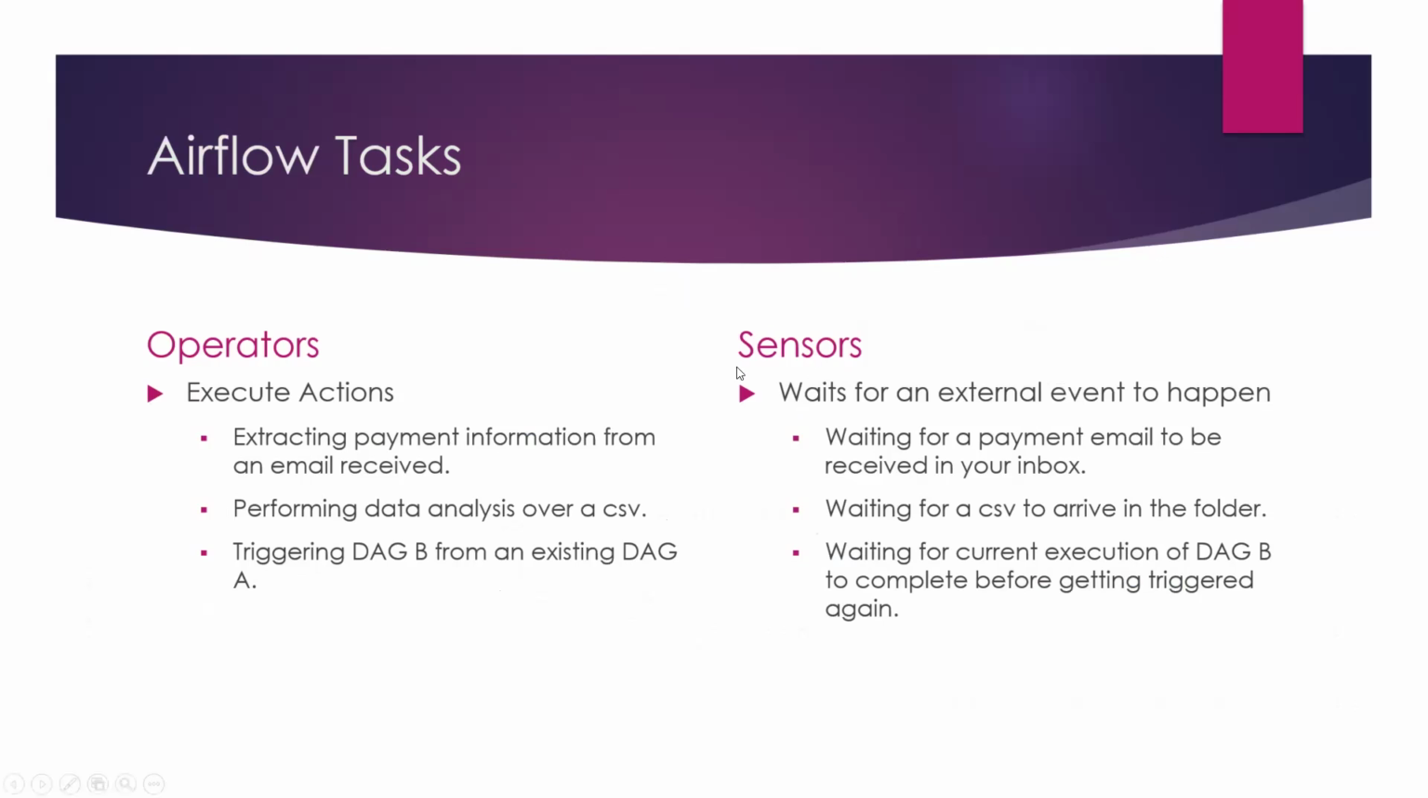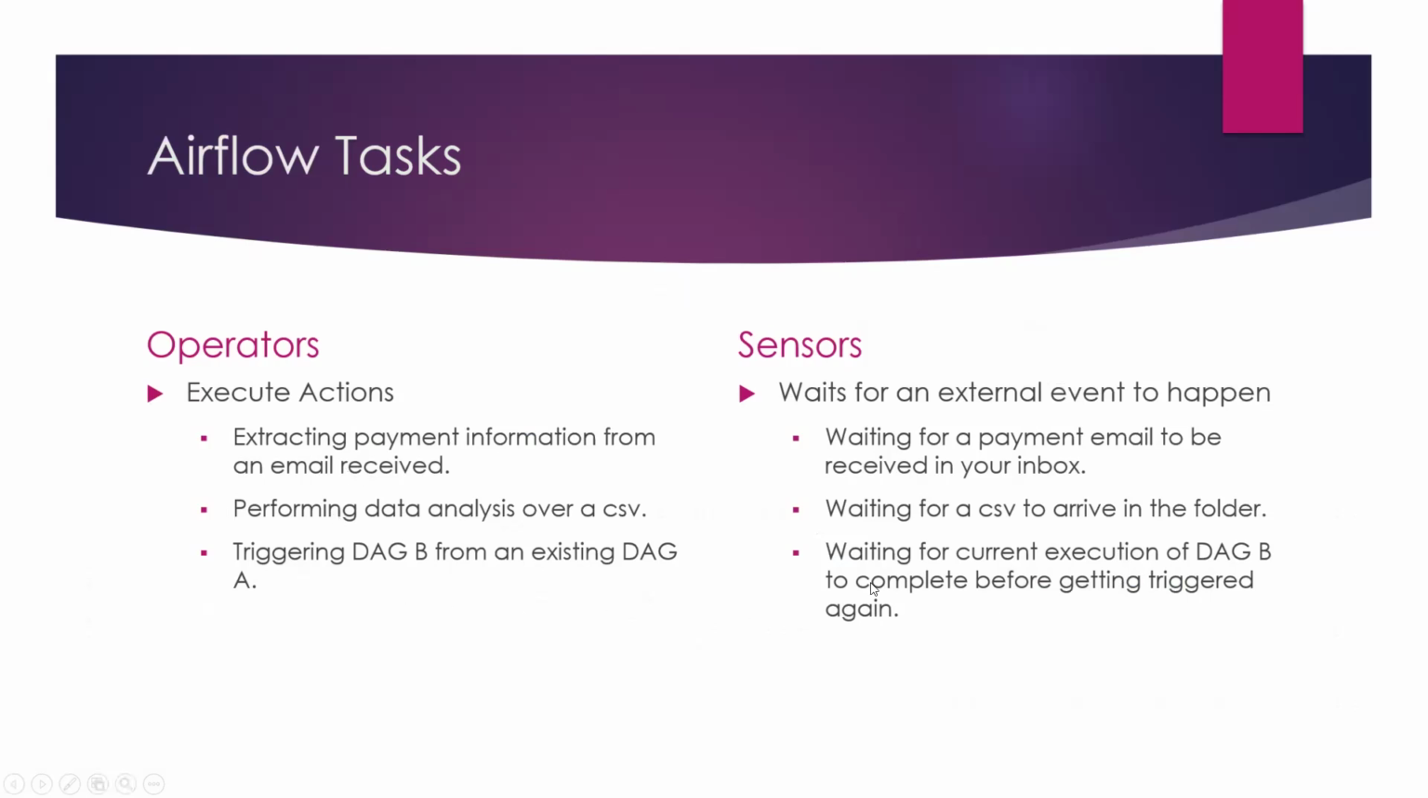So the sensors will help us to monitor the state of DAG B. Once it is completed, it will give us some logic that we define there, or any true false value, that we can use to take a decision whether to trigger DAG B from DAG A. So this is example 3.